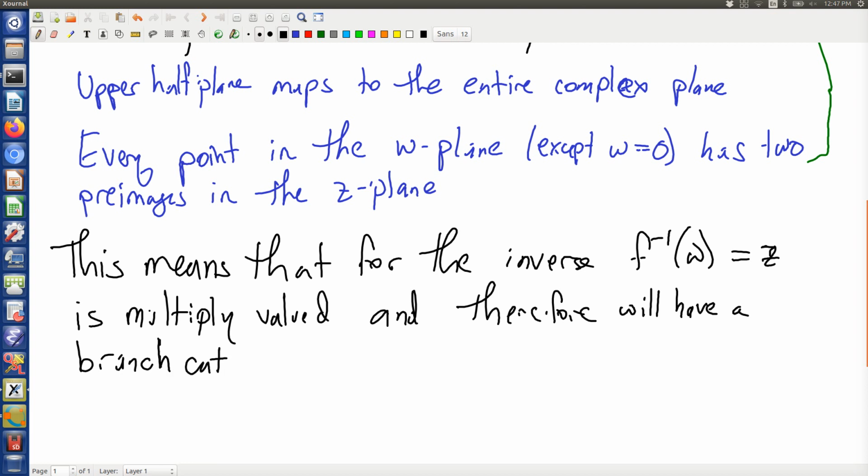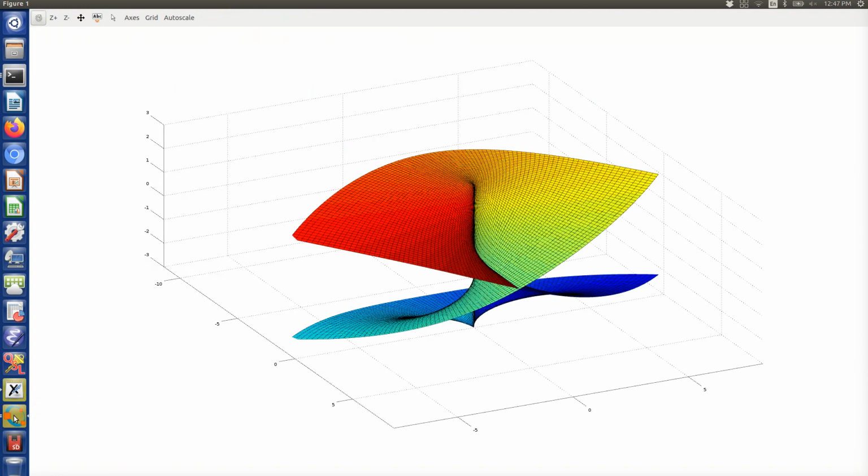Again, branch cuts are not entirely real, just like with e to the z in logarithms, because if I look at this surface over here, that surface is perfectly smooth. There's no real problem why you would say that there's a discontinuity. There's no discontinuity. But the branch cut is where I switch from one sheet to the other.